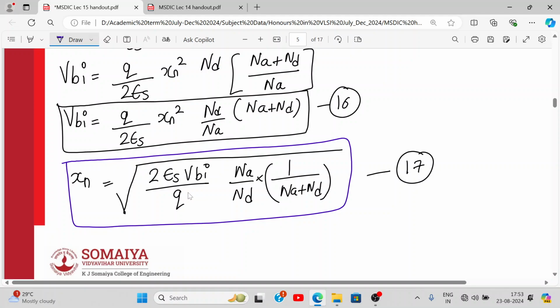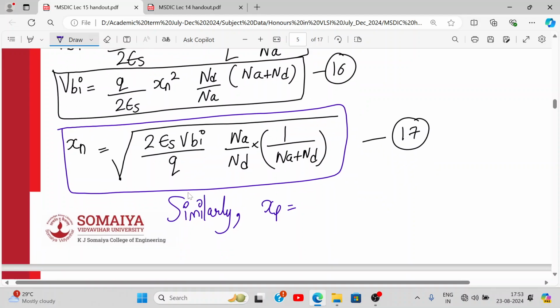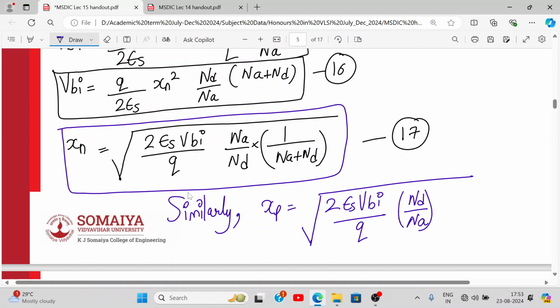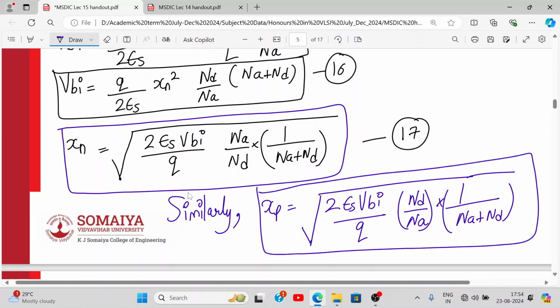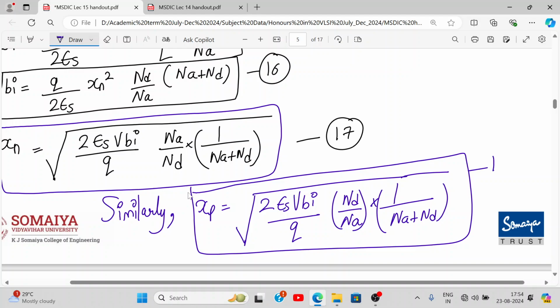Here we can write similarly directly. So write down similarly Xp. What will be the difference? Na and Nd will switch. Rest will be the same. VBI will remain the same. So it will be the square root of 2 epsilon S VBI upon Q, Nd upon Na into 1 upon Na plus Nd. This is the expression. This is equation number 18.